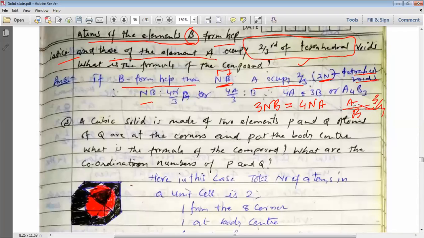Or you can see from here itself that A will have the 4 and B will have the 3 atoms. So when you have 4 atoms of A, you will have 3 atoms of B, and that is why we can write the formula A4B3. So in these compounds, when you have 4 atoms of A present, you will have 3 atoms of B present, and this is how we find out the formula for a particular compound.